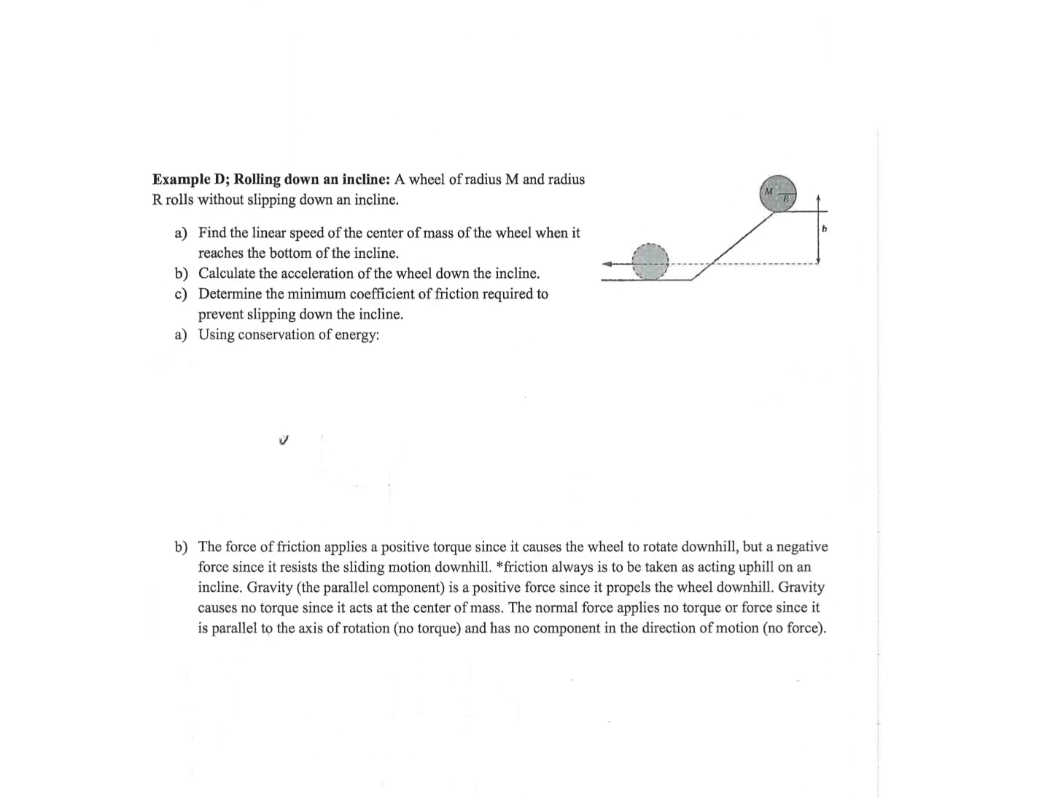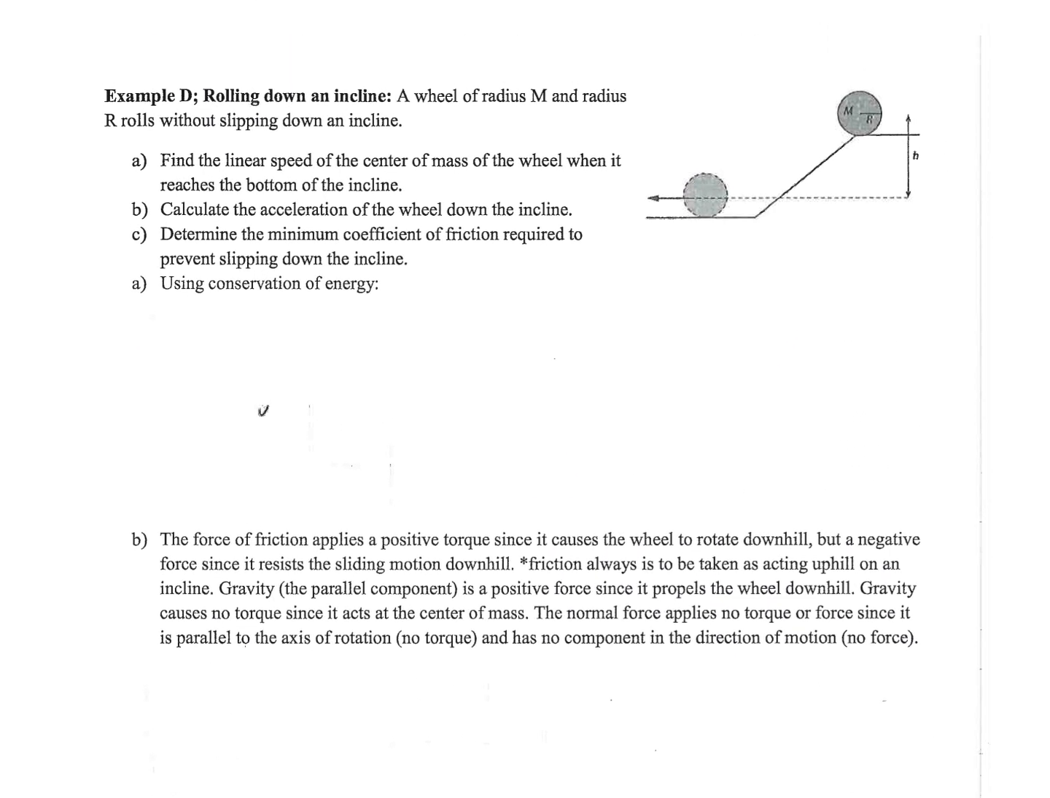All right. Example D, rolling down an incline. A wheel of mass M and radius R, typo. Yeah, I know. Rolling without slipping down an incline, find the linear speed of the center of mass of the wheel when it reaches the bottom of the incline.